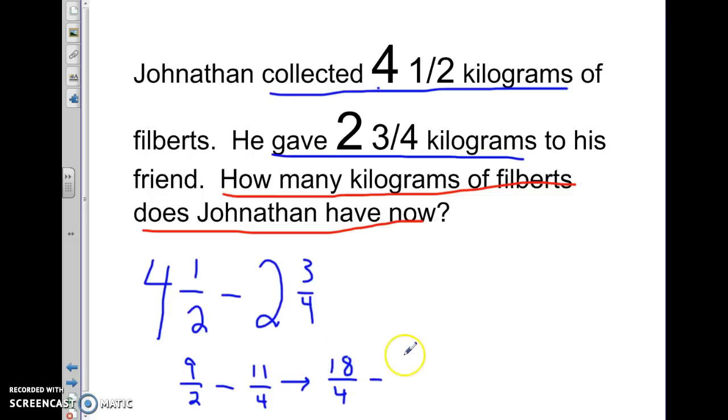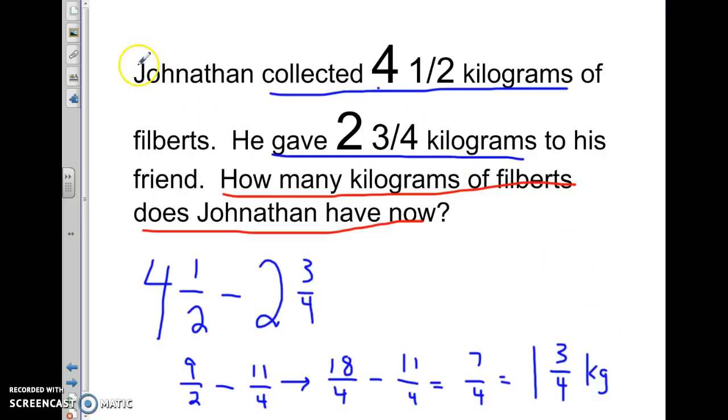And then I'm taking away 11 fourths. And that is going to give me 7 fourths, right? But then I want to change this back to a mixed number. So how many times does 4 go into 7? Well, it only goes in once, one whole time, because 2 times would be 8. Don't have that many. So one whole time would be 4 fourths, and then I'd have 3/4 left over. So it's 1 3/4 kilograms of filberts Jonathan would have left over after he gave his friend a bunch. That was very generous of him.